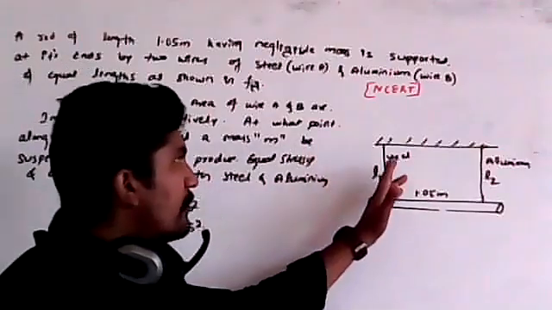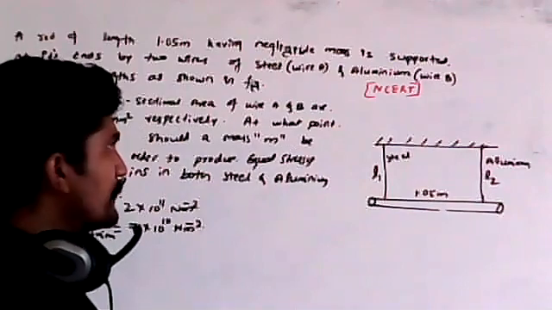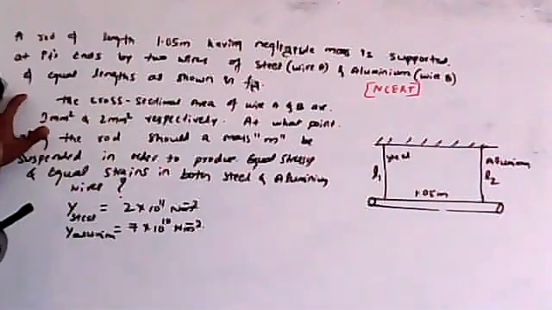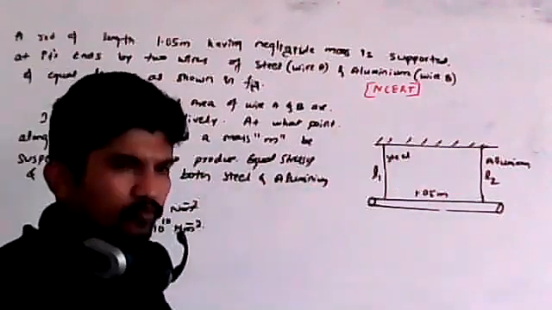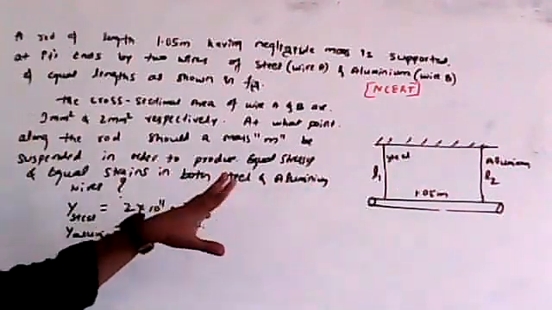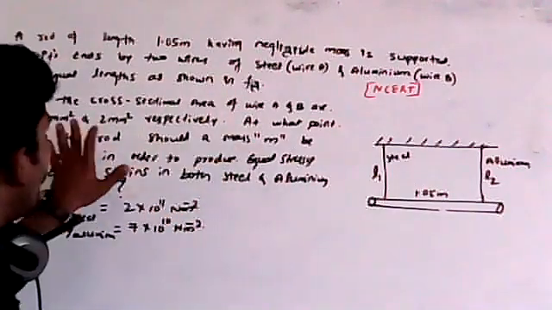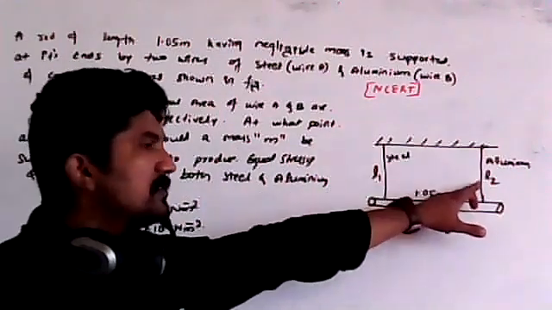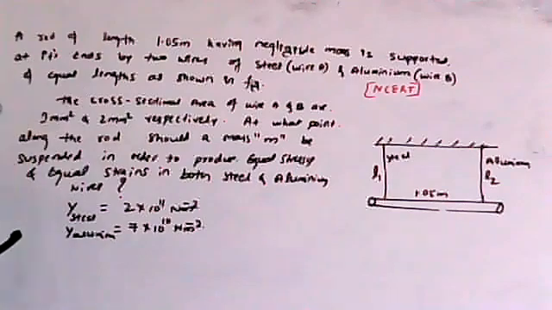One wire is made up of steel, another one is made up of aluminum. Of equal length, they told. You can take it as L1 and L2. But the material will be different, steel and aluminum. The cross-sectional area of wire A and B is given. So this is different, this is different. It means the area will be different. Just try to understand.